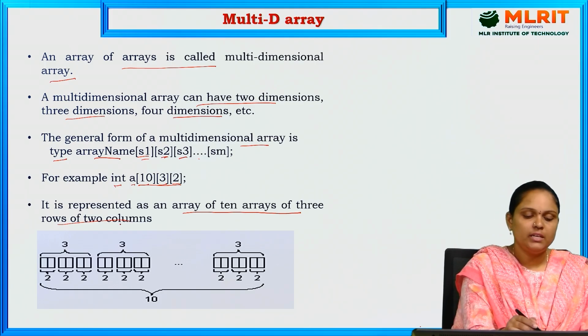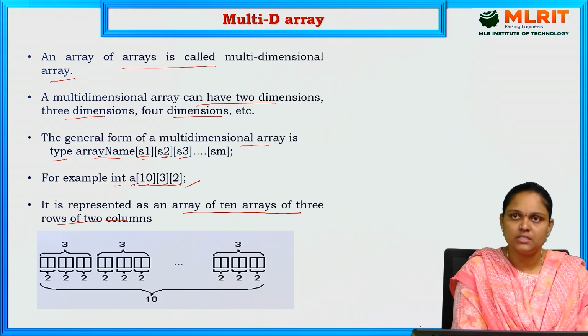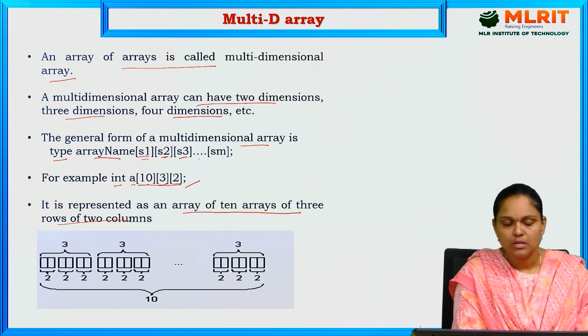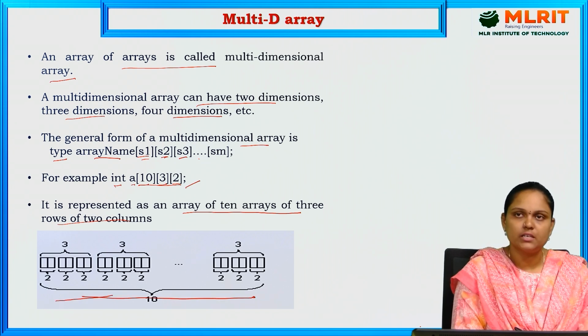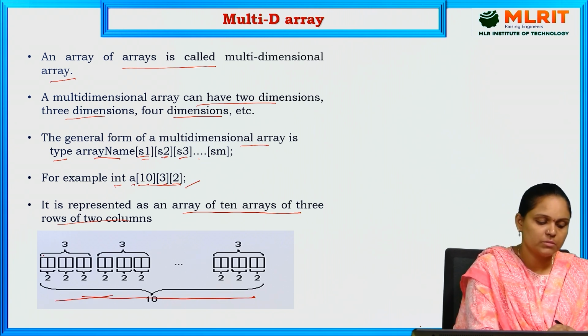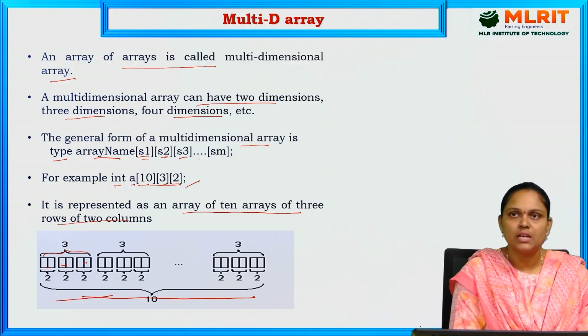So by declaring this array, we are telling the compiler that we have 10 matrices, each of 3 rows and 2 columns. So this is the general format: here we have 10 matrices, in the matrices we have 3 rows, and in each row we have 2 elements, that is 2 columns.